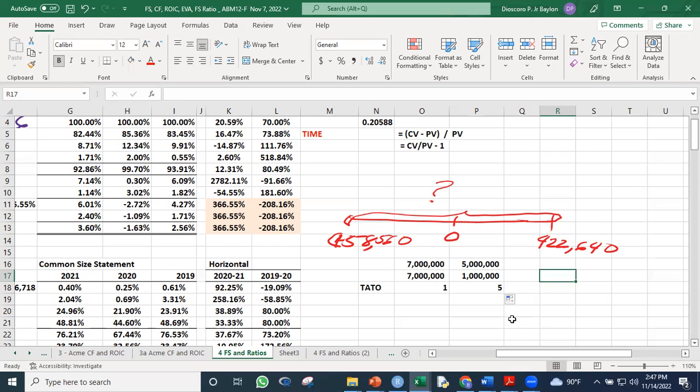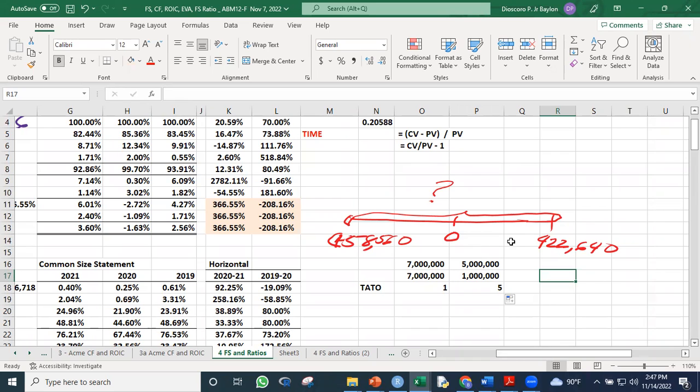We need other metrics, and TATO is one of them, because in TATO you need to compare the net sales with the average total assets. So if this was the scenario, then we can say that we were outperformed by the direct competitor in terms of efficiency in the use of assets, in particular TATO. We were only generating 1 peso of sales for every 1 peso of total assets, as compared to the 5 of the direct competitor.